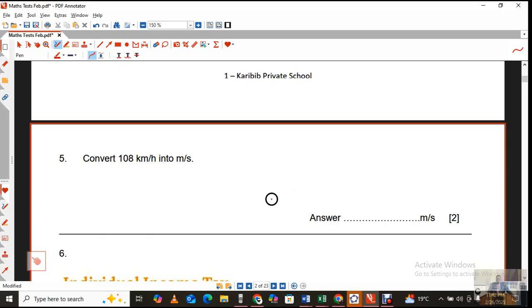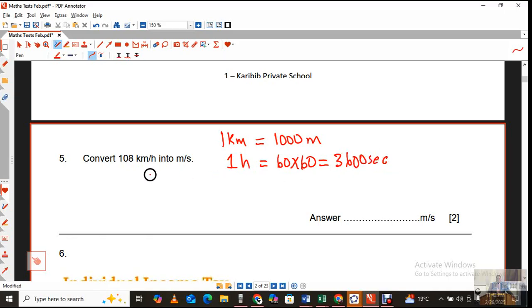Now, there are many ways you can do this question. You essentially have to change kilometers into meters, so you need to know that 1 kilometer is exactly equal to 1,000 meters. And you should know that 1 hour has 60 minutes and 60 seconds, so it is equal to 3,600 seconds. So I have got 108 here, so it will be 108 times 1,000. That's going to take it to meters.